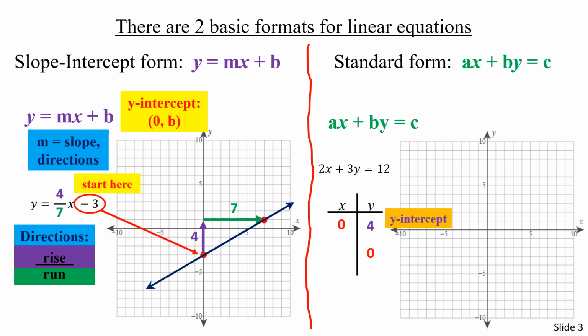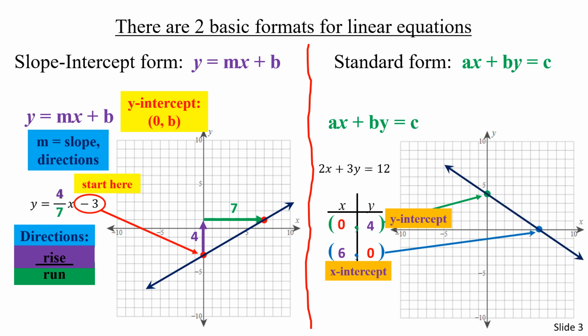So when I let x equal 0, 2 times 0 is 0, all I'm left with is 3y equals 12, so y would be 4. That's the y-intercept. When I let y equal 0, 3 times 0 is 0, so I'm left with 2x equals 12, so x would be 6, and that's the x-intercept. So I think of the y-intercept as (0, 4), and the x-intercept as (6, 0). Boom, we're done. So when they're in either form, it's very quick to draw the line.